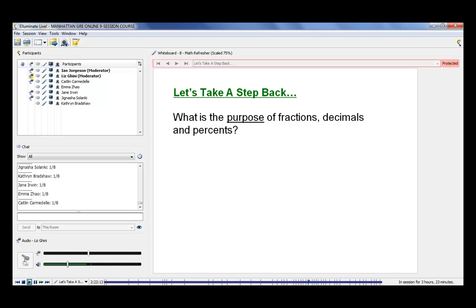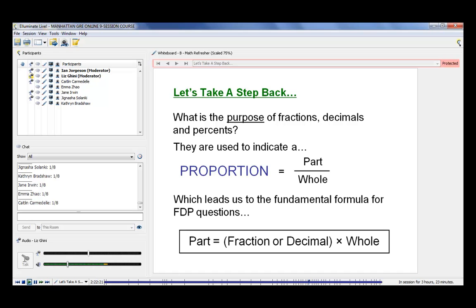Now, thinking about the purpose of fractions, decimals, and percents, what are they there for? They also come up a lot in word problems, okay? And the GRE uses them to indicate a proportion whenever we're talking about part over whole, all right? And this is a fundamental formula for FDP questions. FDP is just fractions, decimals, and percents. The part equals a fraction or a decimal times the whole.